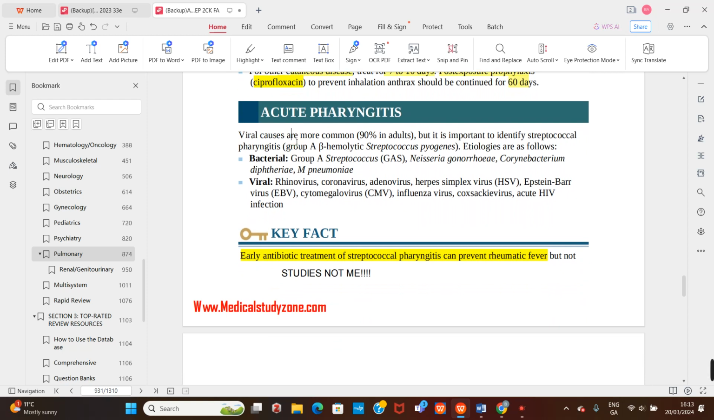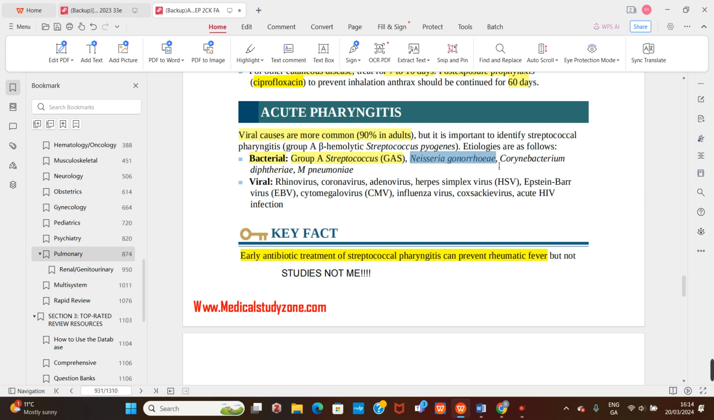So moving on to acute pharyngitis. Acute pharyngitis is just an infection of the pharynx. Most of the time you get it from viral infection, but sometimes you can have a superimposed bacterial infection on the viral infection, or sometimes it even starts from bacterial infection. Most commonly group A streptococcus, which is GAS.